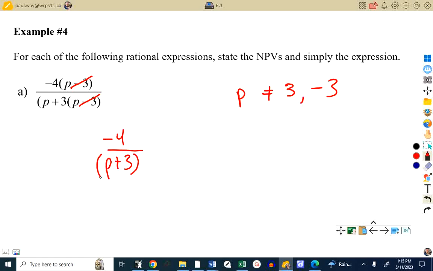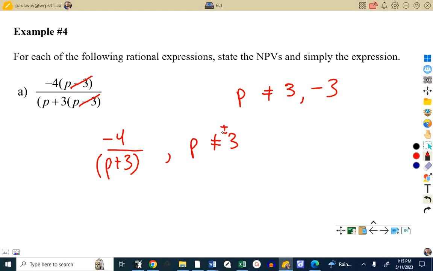I just want to check to see if I have to change your note package. Are you missing a bracket in your note package? You are, eh? Okay. We still have to write the non-permissible values. I'm going to put plus or minus 3. You don't always have to, but I'm going to get in the habit of doing it.